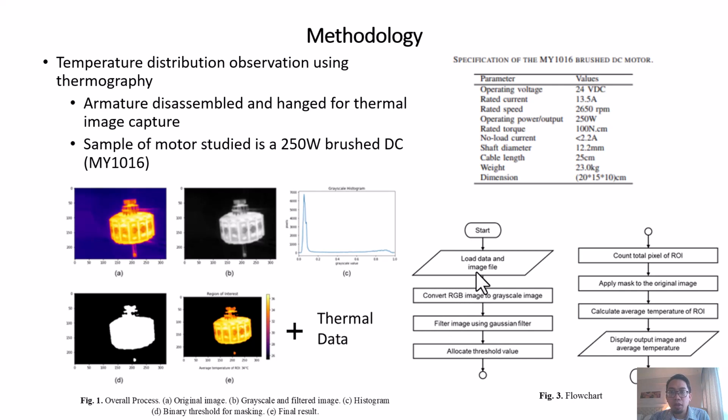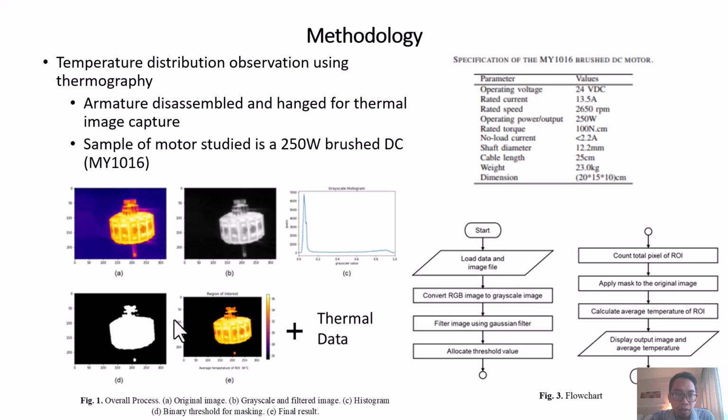First, from the sample, we load the data and image file. After that, we convert the thermal image to a grayscale image, and then filter using a Gaussian filter and allocate the threshold value. We need to decide the threshold value, and then we count the total pixels of the ROI. This is in order to calculate the average temperature, and then we apply the mask to the original image.